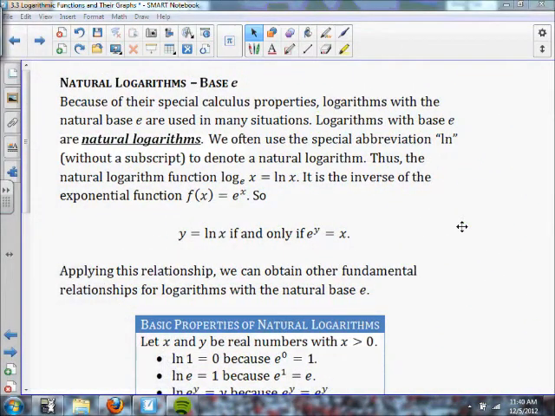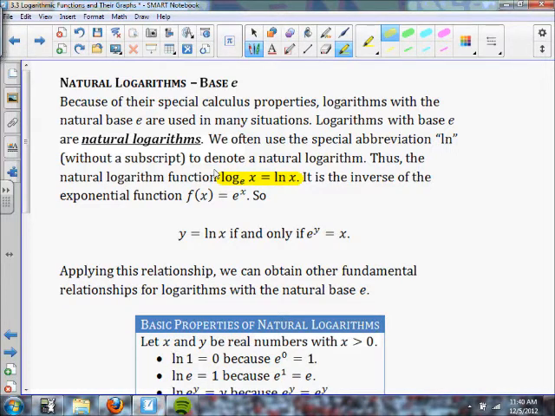Logarithms with different bases. We've talked about common logs. Now we're going to talk about natural logs that have a base of e. Because of their special calculus properties, logarithms with the natural base e are going to be used in many situations. Logarithms with base e are called natural logarithms. We often use a special abbreviation, ln, without a subscript to denote a natural log. Thus, the natural logarithm function, log of x to the base e, is simply natural log of x.